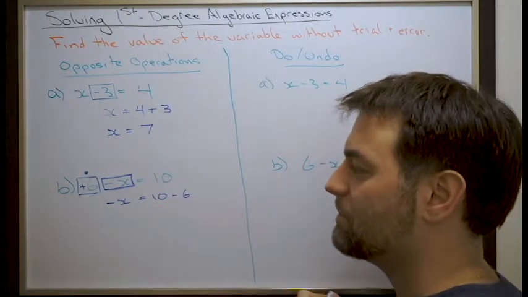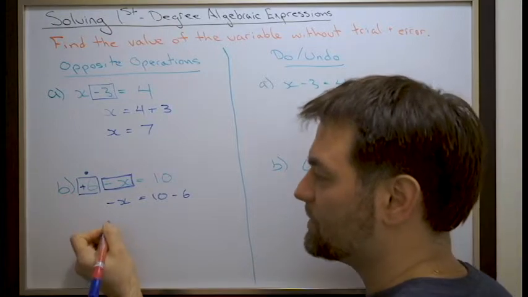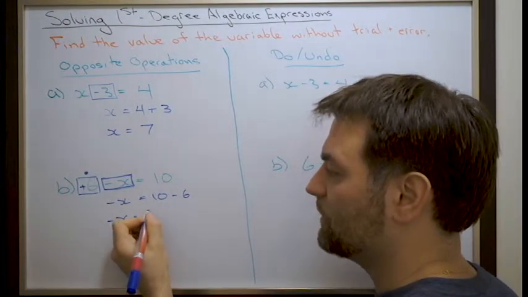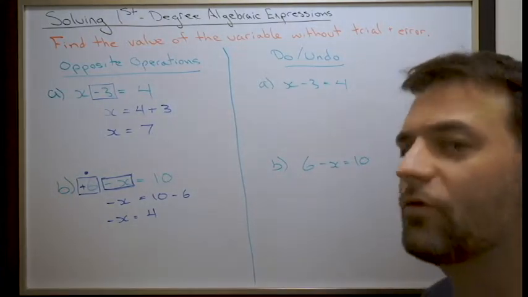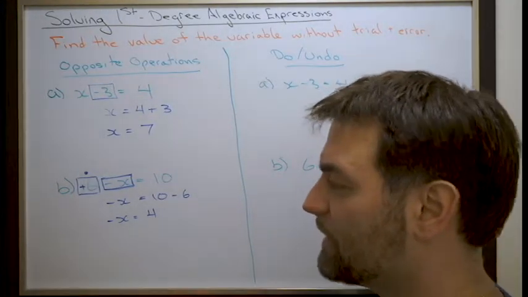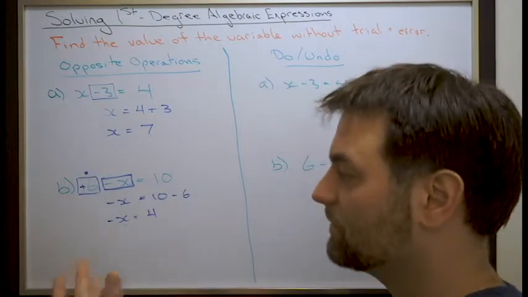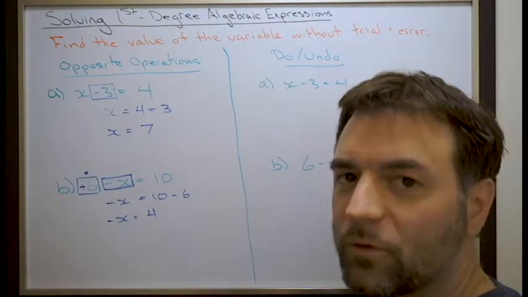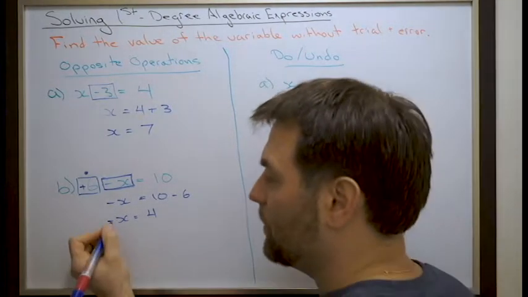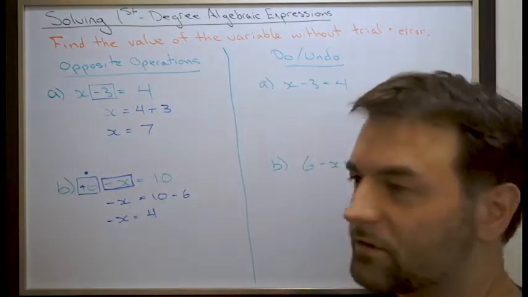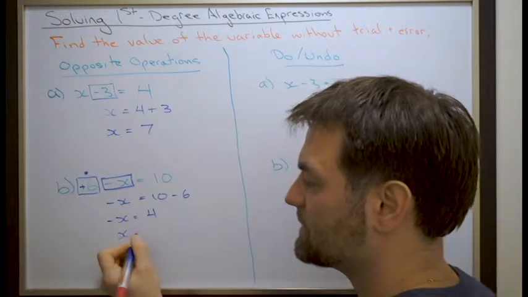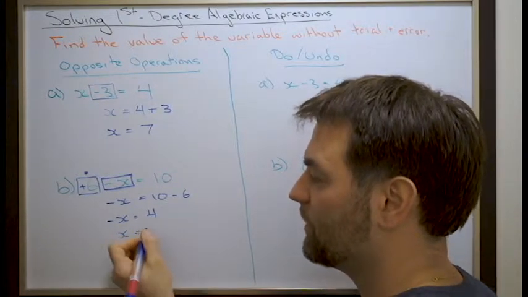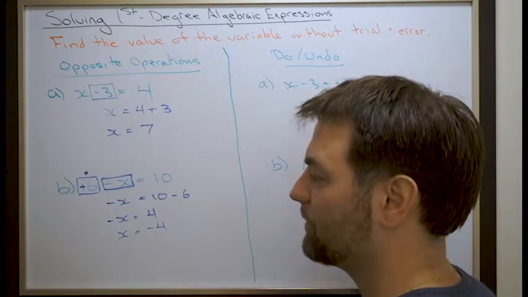So we got 10 minus 6. And so negative x equals 10 minus 6, which is 4. So negative x equals 4. Well, what do we do with that negative sign? Because we don't want negative x, we want x. Well, when you have a negative x at the end, all you do is switch the sign on the other side. So in this case, it's positive 4, it just becomes negative 4.